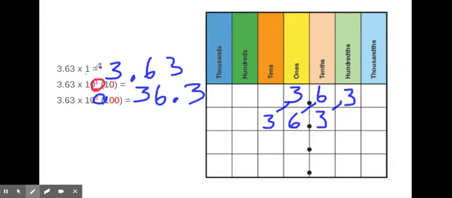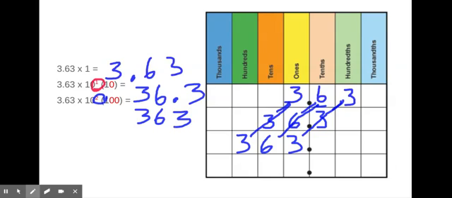So I'm starting with 3 and 63 hundredths, and I need to move each digit up 2 places. So this 3 from my hundredths place is going to move up 2 places into the ones place. This 6 in my tenths place needs to move up 2 places into my tens place. This 3 in my ones place needs to move up 2 places and into the hundreds. So instead of 3 and 63 hundredths, I end up with just 363.